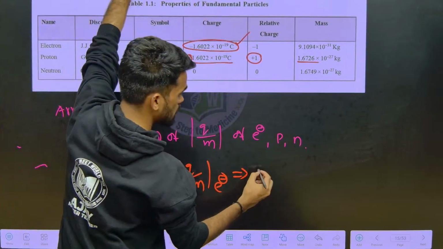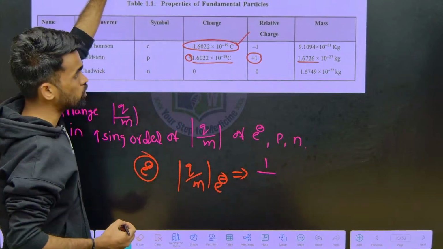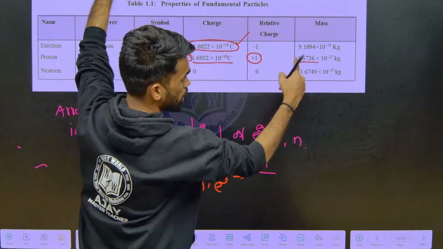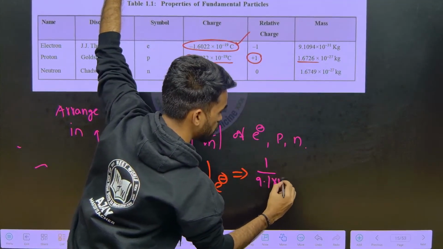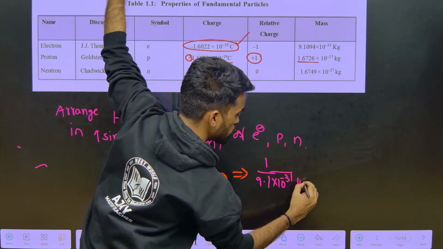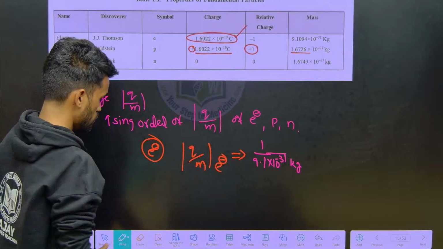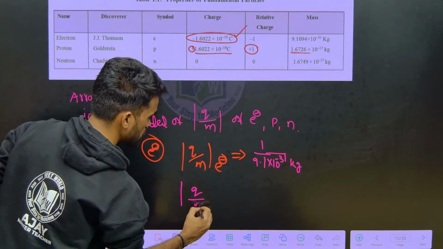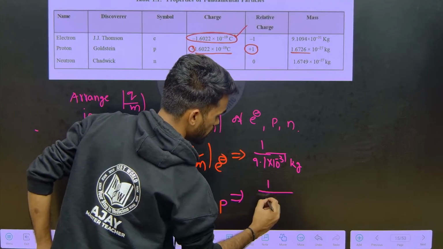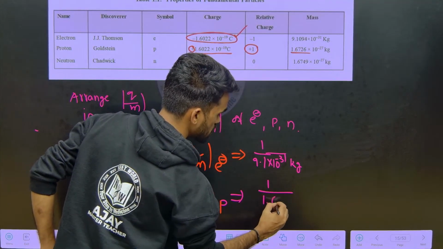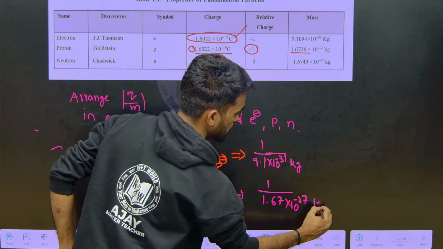So charge is -1, mod is there now, so you can write just 1 by, what about its mass? So it is 9 point something. So 9.1 into 10 power minus 31 kg. Okay, you just write it for some time like this. Now, if I ask the charge to mass ratio of the proton, that will be 1 by 1.67 into 10 power minus 27 kg.